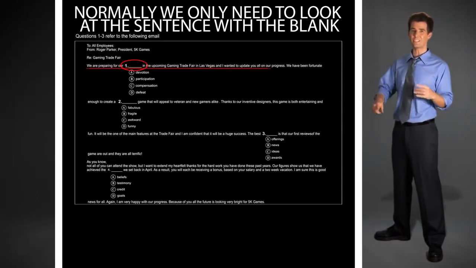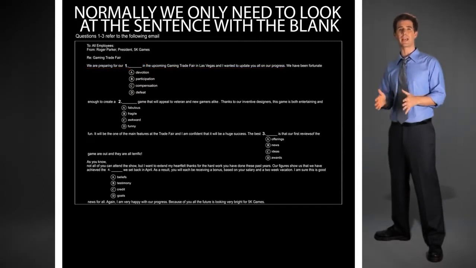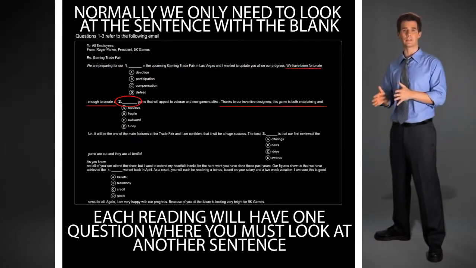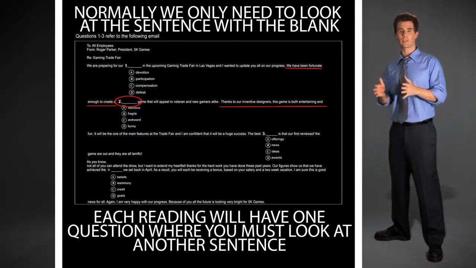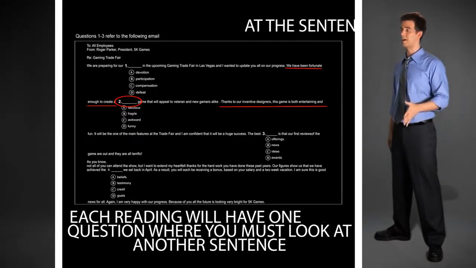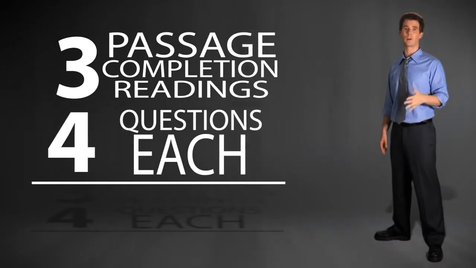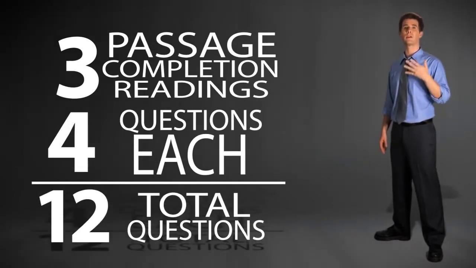But for each reading, there will be one question where we must look at another sentence to answer it, usually the sentence before or after. Now, we have 3 passage completion readings for the whole section, 4 questions each, so there are 12 questions total.